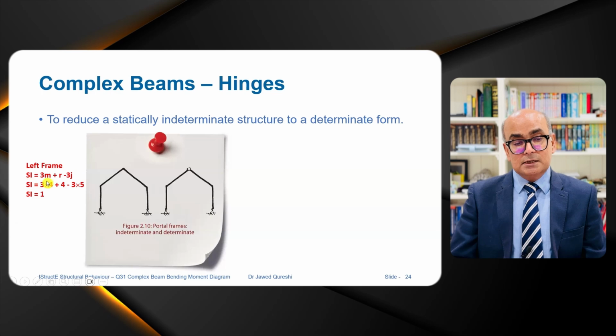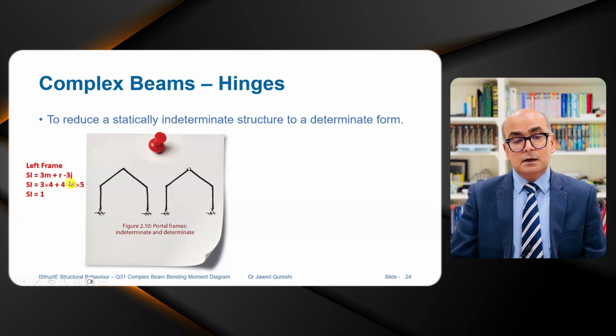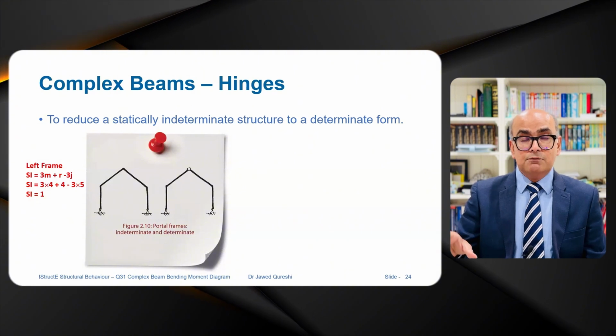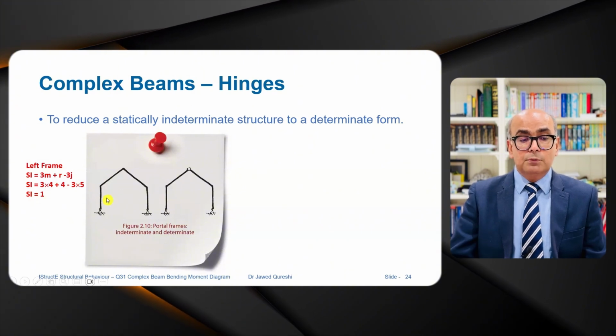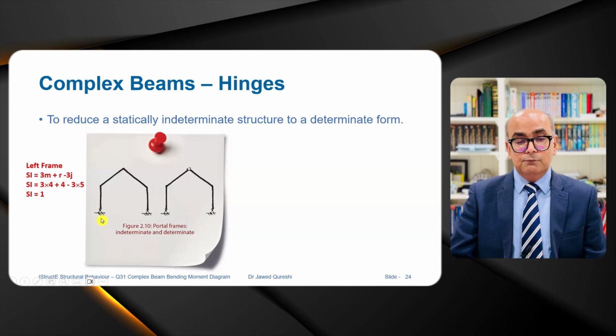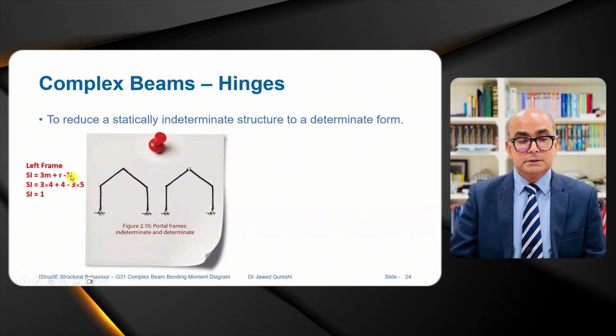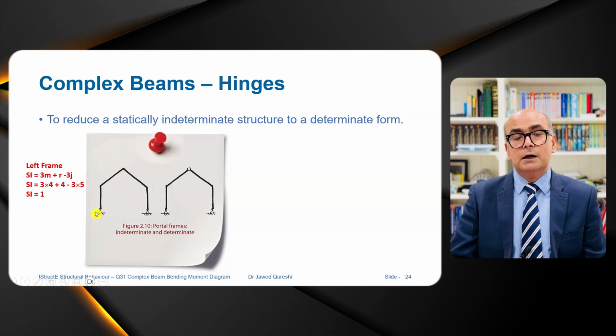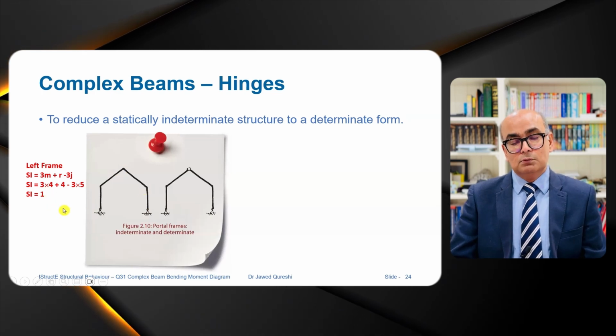So SI, static indeterminacy, is equal to 3m plus r minus 3j. 3m means there are 3 forces in a rigid frame. 3 times these 4 members is 12, plus 4 reactions, we have pin joints, minus 3 times j. Joints are 5: 1, 2, 3, 4, 5. It gives us SI is equal to 1.